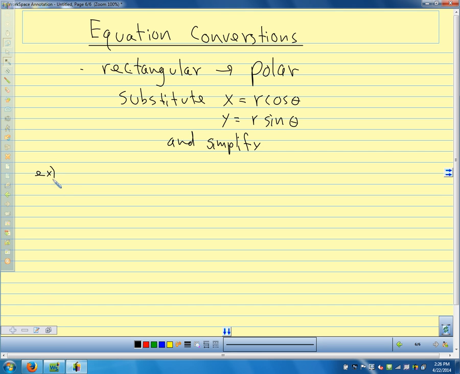Let's look at a couple that make us think a little more. Let's convert r equals 5 to rectangular. So before we do our conversion, if we graphed r equals 5, what would our graph be? No matter what theta is, r equals 5. What is that describing? A circle with its center at the origin, with radius 5.